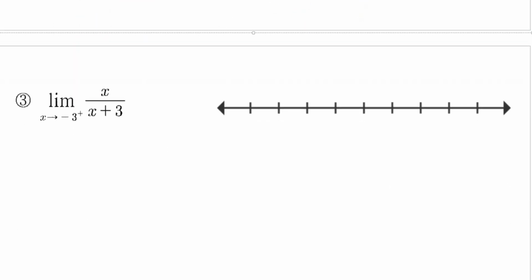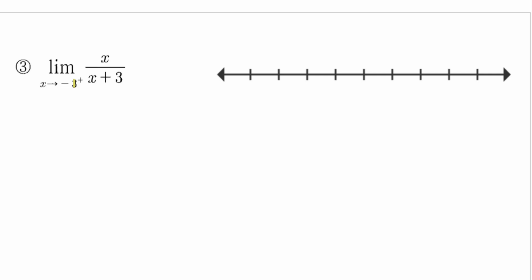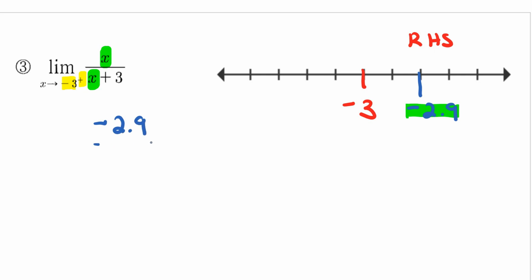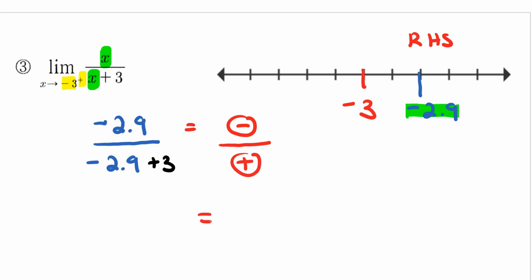For question number 3 here, the number that we're approaching is now negative 3 from the right-hand side. So let's put a negative 3 on the number line. And if we're on the right-hand side here, we need to pick a number on the right-hand side, so maybe negative 2.9, and then let's go ahead and apply a direct substitution step here. So all the x's now are going to be replaced with negative 2.9. So negative 2.9 divided by negative 2.9 plus 3. Okay, so on the top, that's definitely going to be negative, and on the bottom, that's going to be positive. So this is going to be negative infinity for the final answer for question number 3.